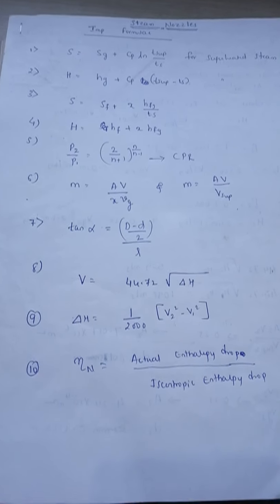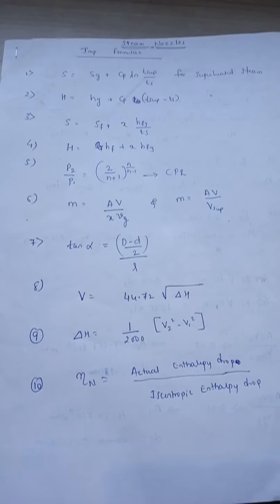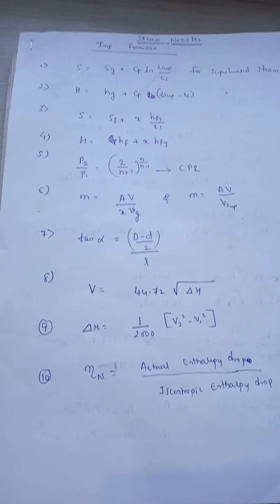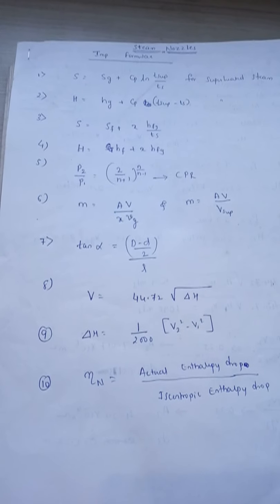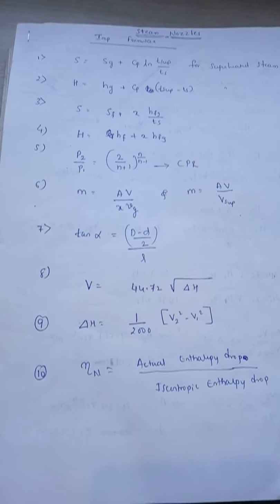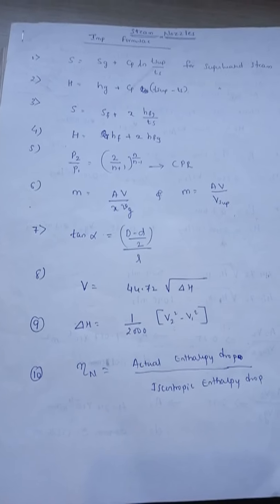So to extract the values, I hope you have noted down this one. Important formulas in this are P2 by P1 is equal to (2 by n plus 1) raised to n divided by n minus 1, that is the critical pressure ratio. We have already derived this equation.